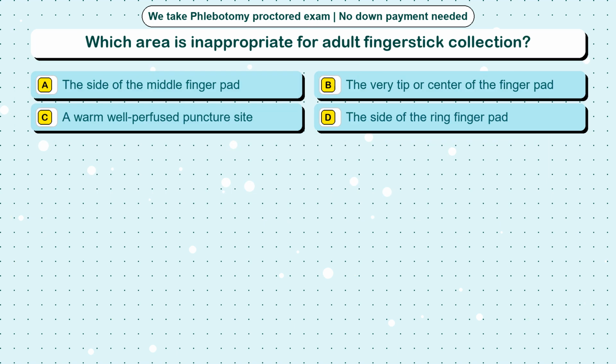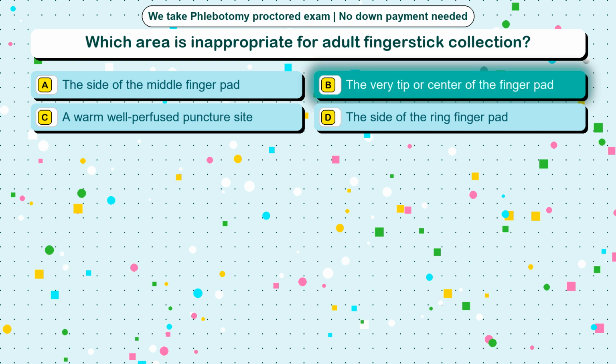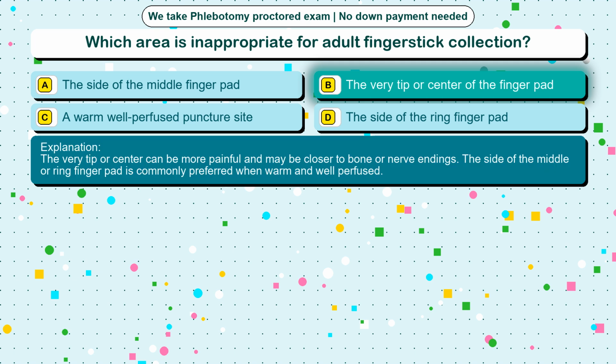Question 52. Which area is inappropriate for adult fingerstick collection? Option A, the side of the middle finger pad. Option B, the very tip or center of the finger pad. Option C, a warm well-perfused puncture site. Option D, the side of the ring finger pad. The correct answer is option B, the very tip or center of the finger pad. The very tip or center can be more painful and may be closer to bone or nerve endings. The side of the middle or ring finger pad is commonly preferred when warm and well perfused.